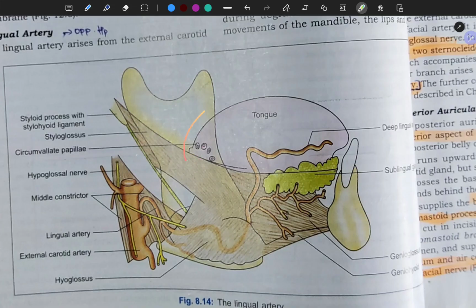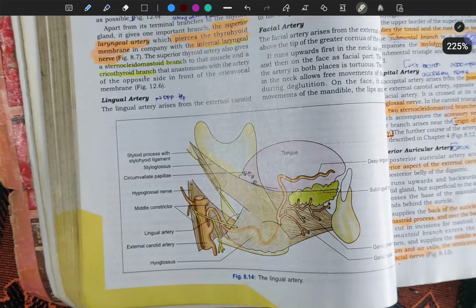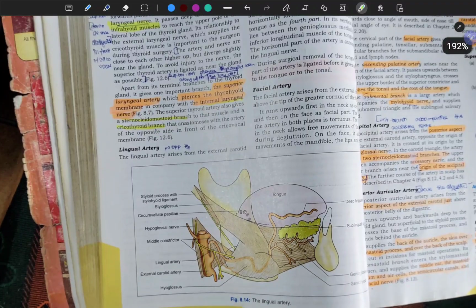They may ask you the anatomy of the tongue, the lingual artery, and the submandibular and sublingual salivary glands. First important is the branches of the external carotid artery. The external carotid artery gives off 8 branches. The first branch, as we all know, is the superior thyroid artery, then lingual artery, facial artery, occipital artery, posterior auricular artery, superficial temporal artery, maxillary artery, and the ascending pharyngeal artery.